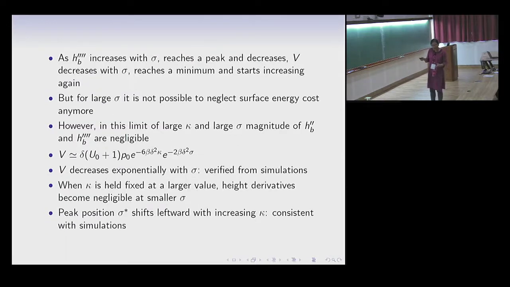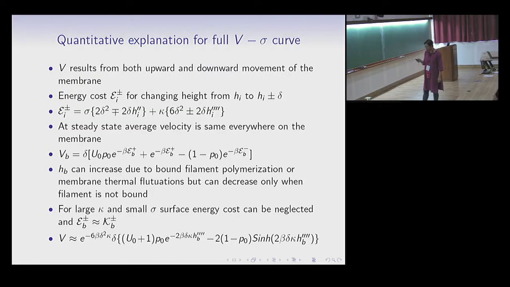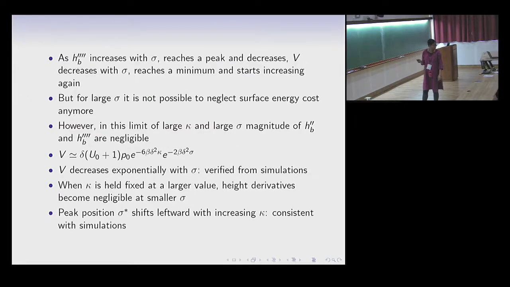But we are talking about this as a function of sigma, right? So when sigma becomes large, then we cannot neglect the surface energy anymore. So therefore, this expression for V is not valid anymore. However, now, just one more minute I will need. Now both sigma and kappa are large. So what we can neglect here is the height gradient, because the height gradients are really tiny, and then the expression for V simplifies further.